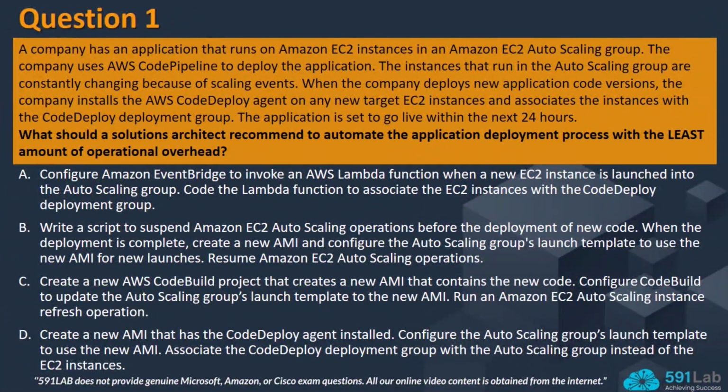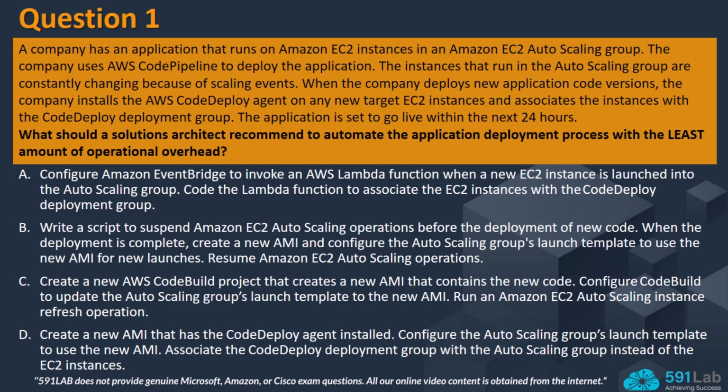Question number 1. A company has an application that runs on Amazon EC2 instances in an Amazon EC2 Auto Scaling group. The company uses AWS CodePipeline to deploy the application. The instances that run in the Auto Scaling group are constantly changing because of scaling events.